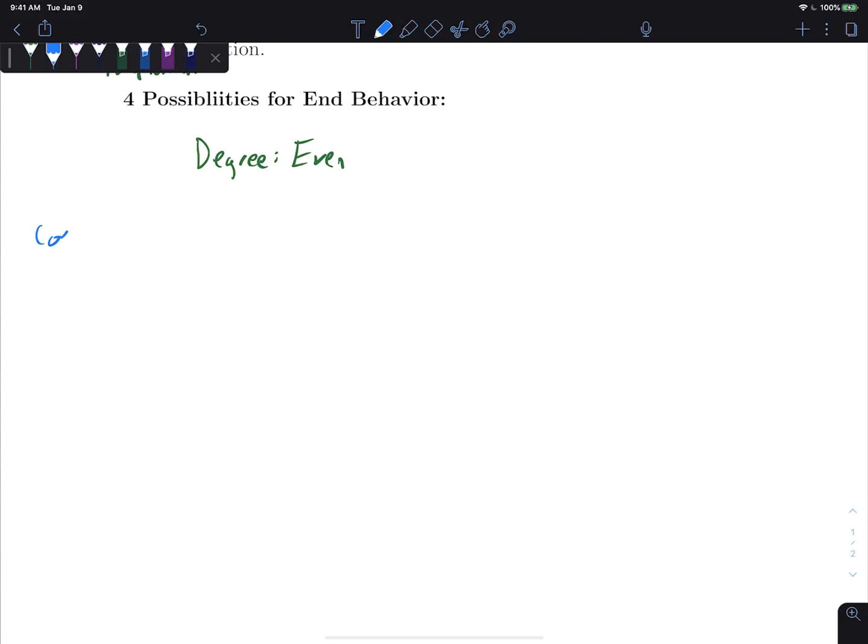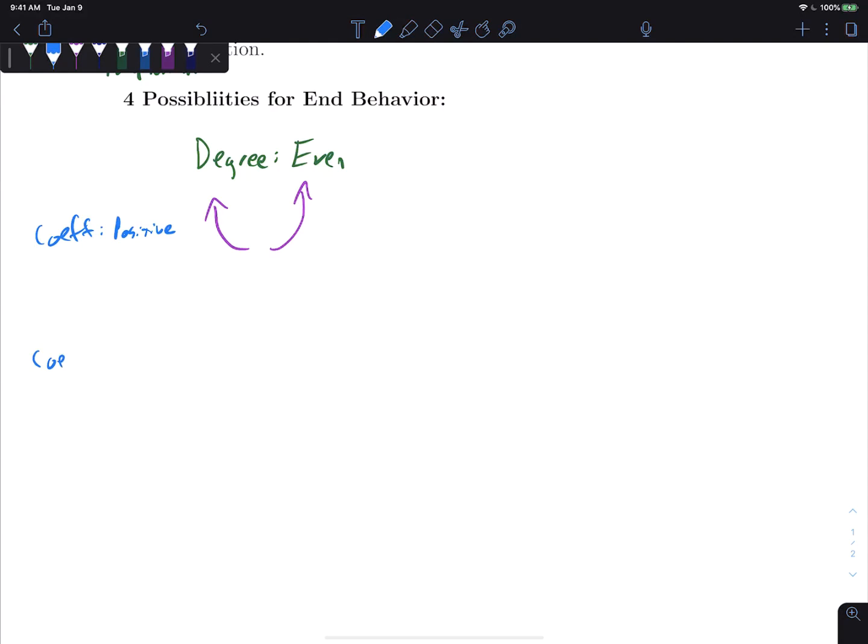So if the coefficient is positive, here's what it's going to look like. It's going to look like this. Sorry, did I say even? I meant positive. There we go. So if the coefficient is positive and the degree is even, so even degree positive coefficient, it's going up to the left and up to the right.